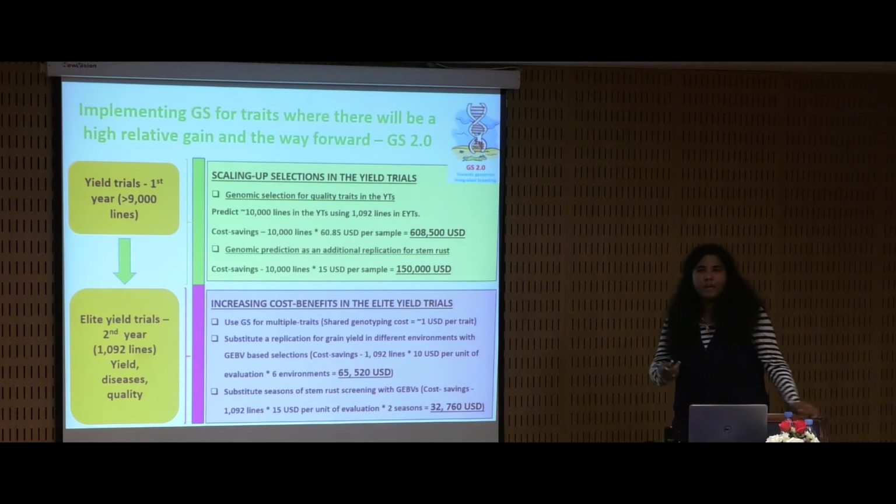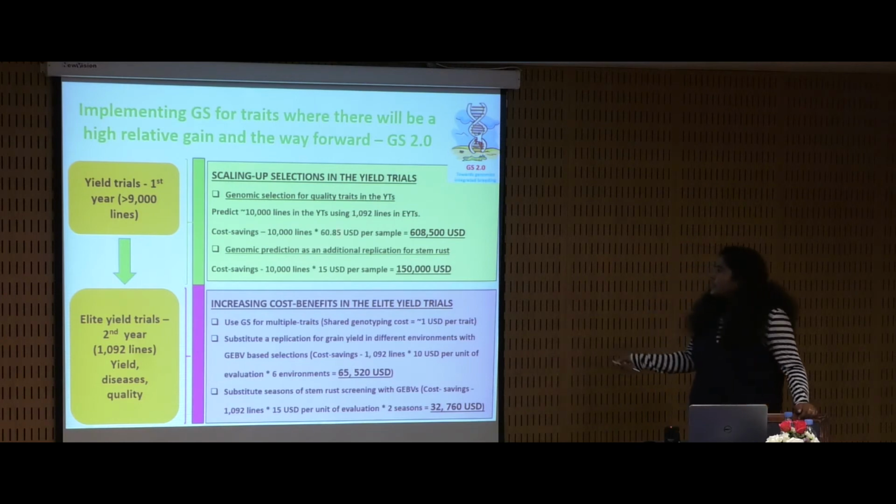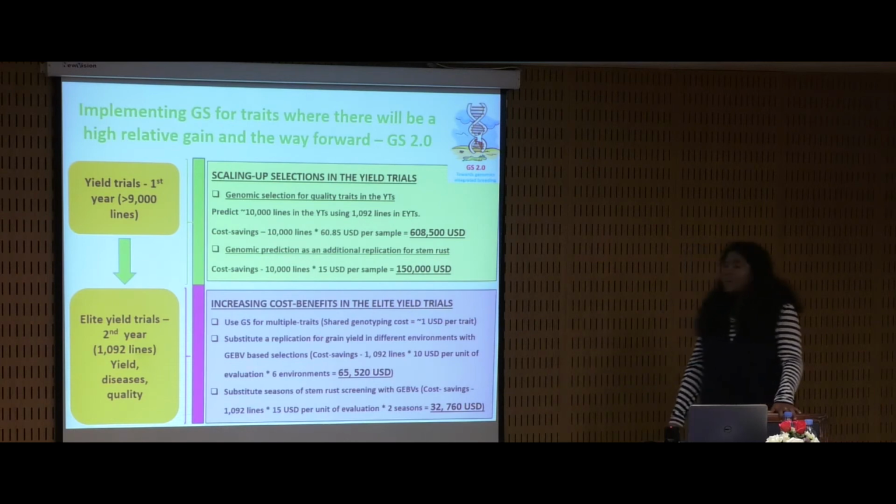So you just do one replication of stem rust, and it's going to cost you $15 per sample. And if you just use the GEBVs, you still will gain a lot by capitalizing on the genetic component of that variance that you see. So you can substitute replications within years because the breeder still wants to have at least one set of observed data, but you can simply substitute the other replications with genomic selection.